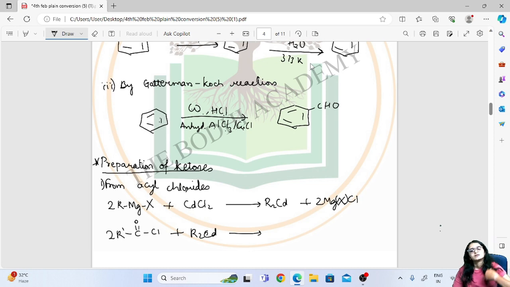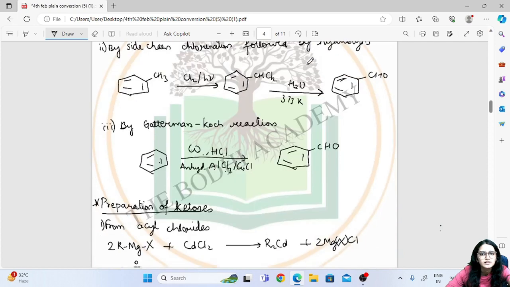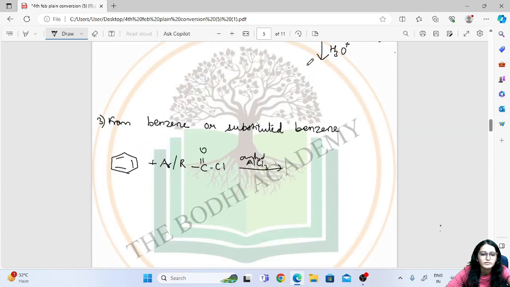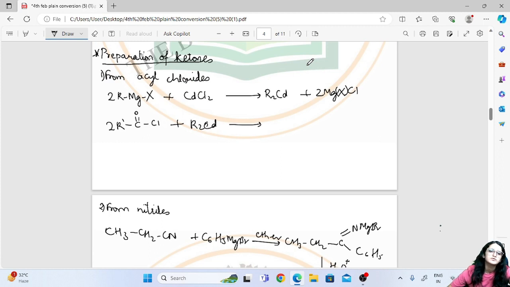Okay, so this was about the preparation of aldehydes using different reagents. Now we will see the preparation of ketones. First, preparation from acyl chlorides. Now first we have to see how to prepare the reagent which we use in producing the ketone.